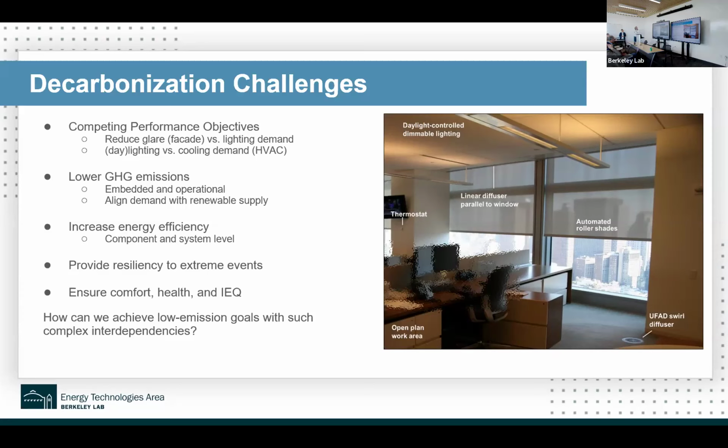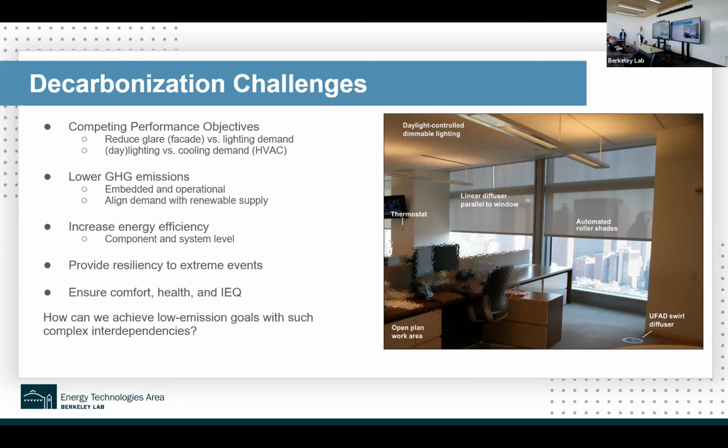One problem we run into are competing objectives of different subsystems. For example, if we want to reduce glare by activating a dynamic facade, we might also increase lighting demand because there's less daylight in the room. Similar for daylighting versus cooling demand. If you let in more daylight, there is potential for higher cooling demand from HVAC.